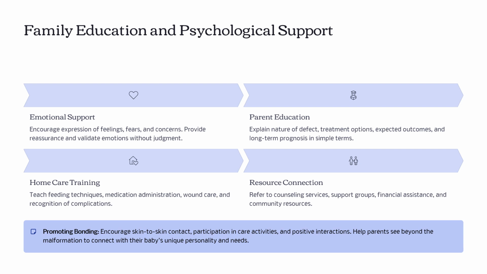The first thing is emotional support. We need to encourage the parents to express their fears, feelings, and concerns. At the same time, nurses have to provide reassurance and emotional care without any judgment. Next, parent education. We need to explain the nature of the defect, treatment options, outcome expectations, and the long-term prognosis in simple terms. This always has to be explained by the nurses.